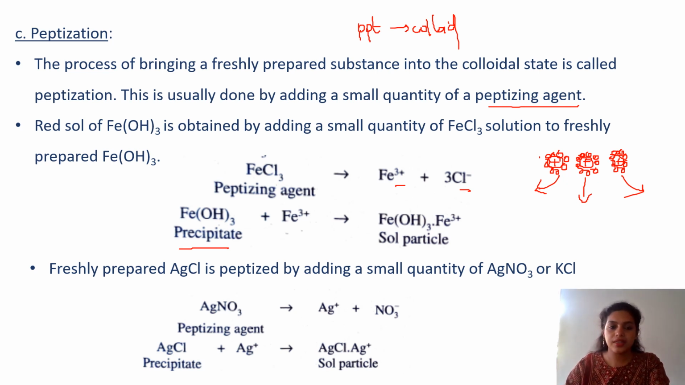And another example is, we want to convert the precipitate of silver chloride into silver chloride sol. For that, we are taking a peptizing agent of silver nitrate. Silver nitrate separates as Ag plus and NO3 minus. And see, we have here, like in the case of this FeOH thrice example, on Ag plus this silver chloride particles get adsorbed and this AgCl sol is obtained.